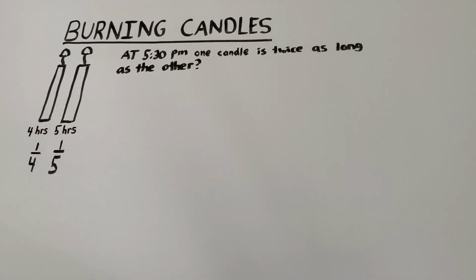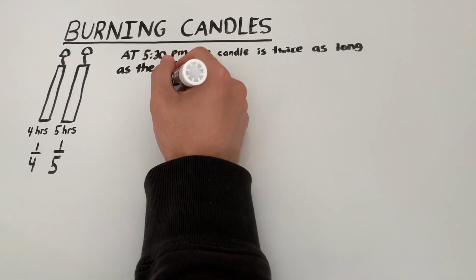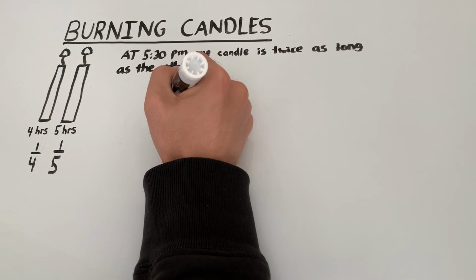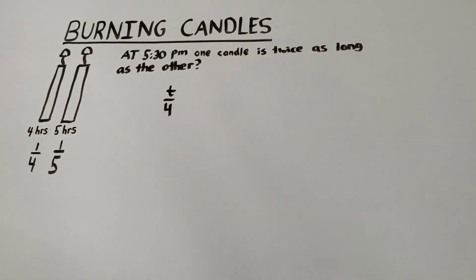Now let's suppose that both candles are lit for T hours. Then in T hours, T over 4 of the first candle has burned. Similarly, in T hours, T over 5 of the other candle has burned.